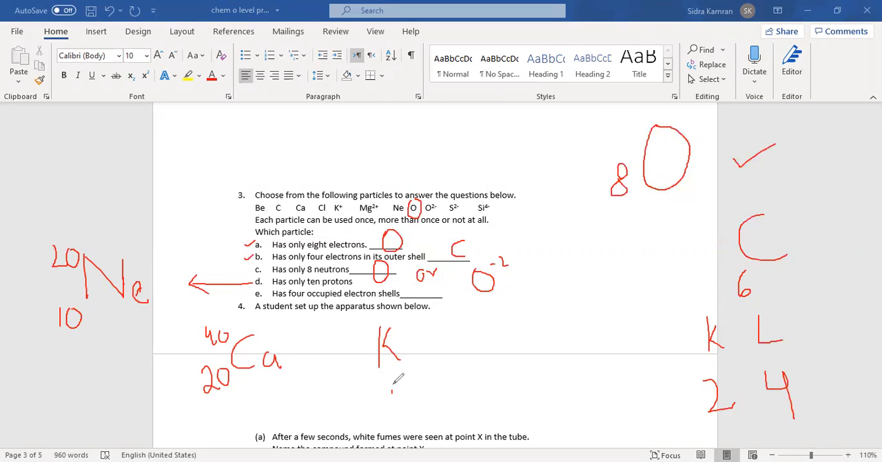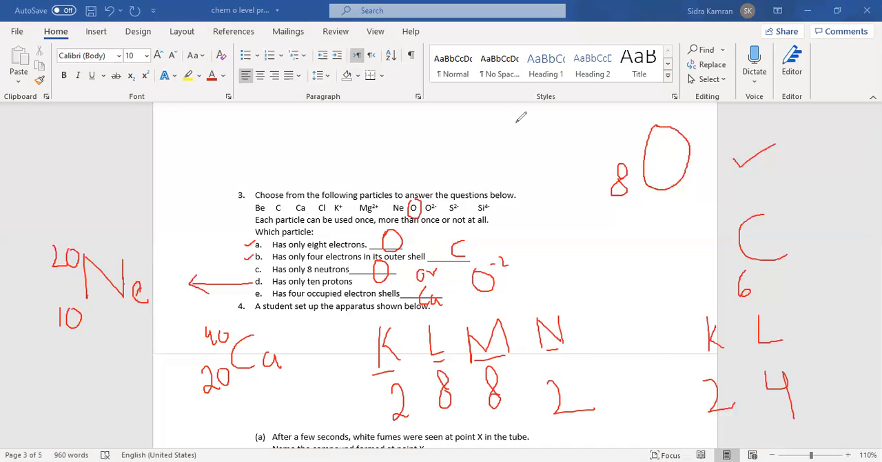First shell is K having 2 electrons. Second is L having 8 electrons. M having 8 electrons. The total is 18, left are 2. So 2 in the N shell. So the total number of shells are 1, 2, 3, 4. So its answer is calcium. Calcium has 4 occupied shells.